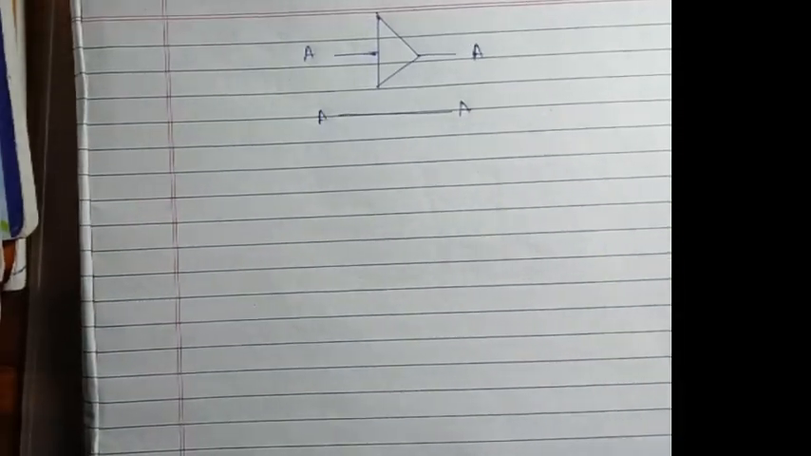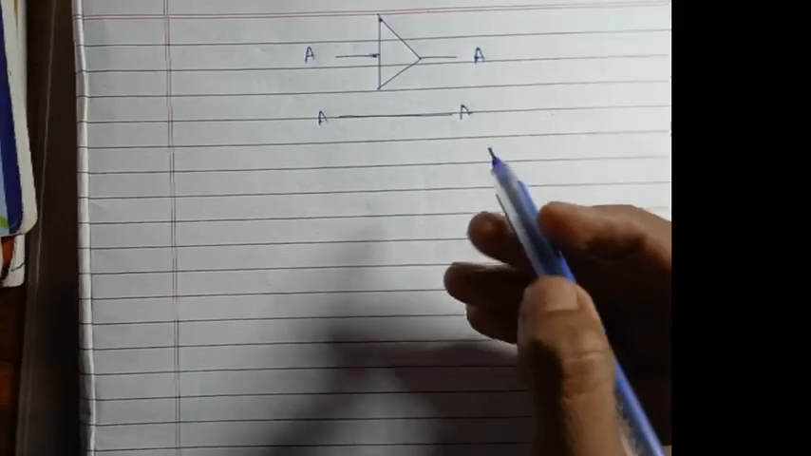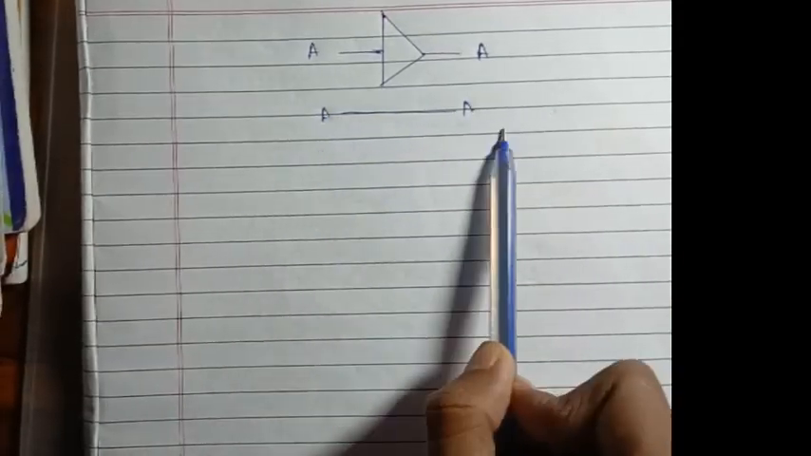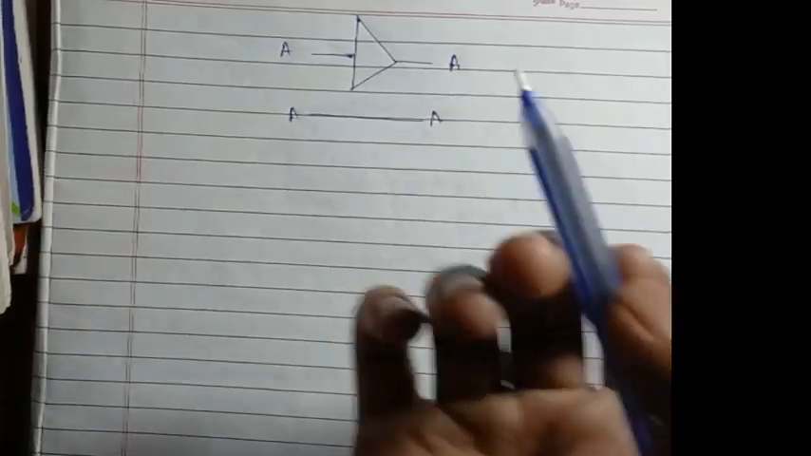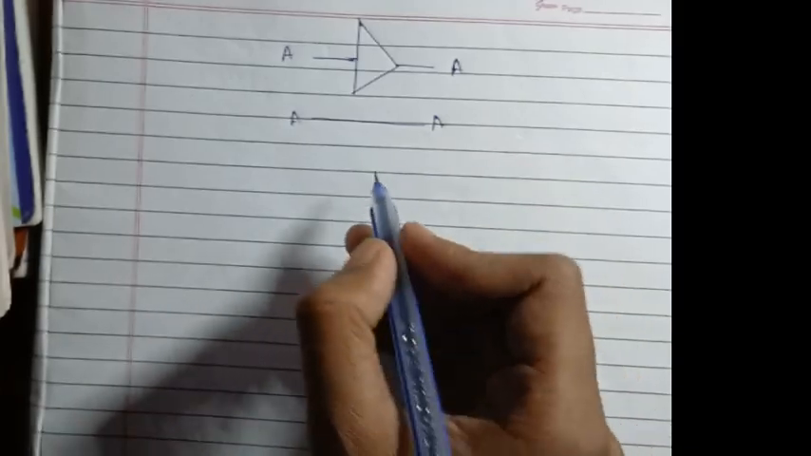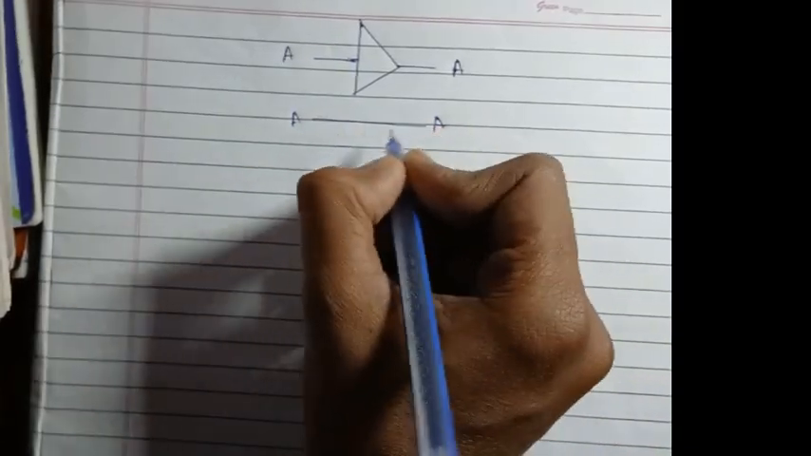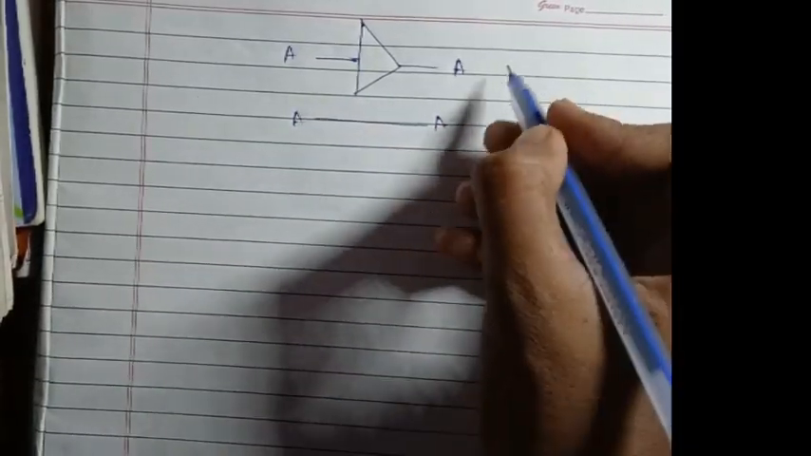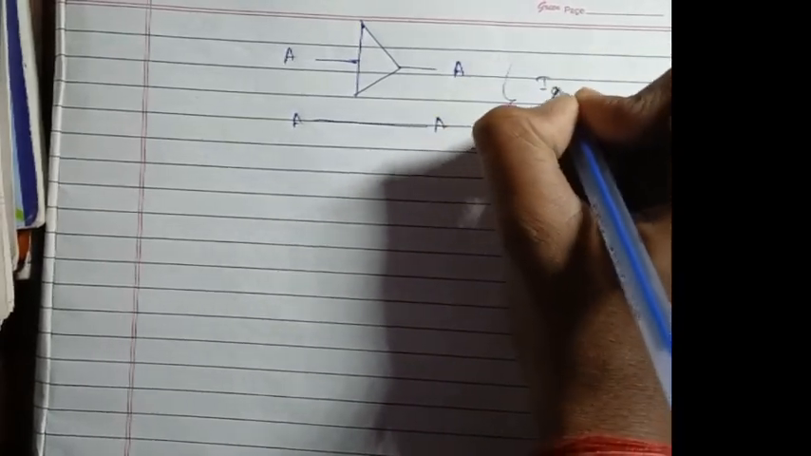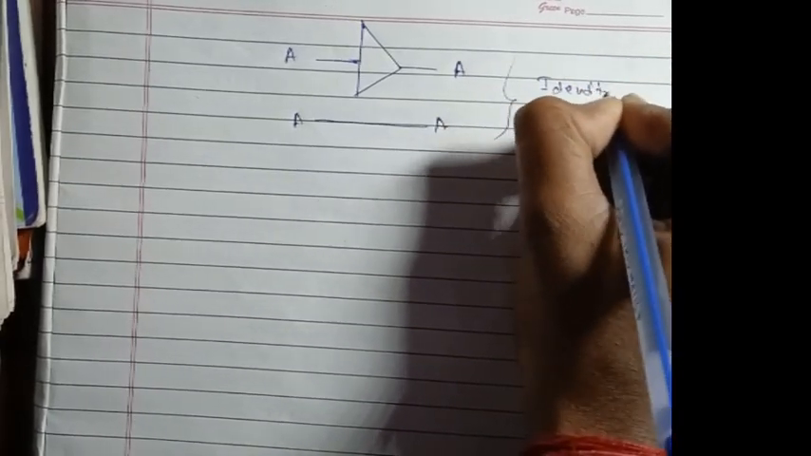And one more thing to remember is that it should be read from left to right. As this gate is not doing anything to the input, we will just give it a line. And this buffer gate is also known as identity gate.